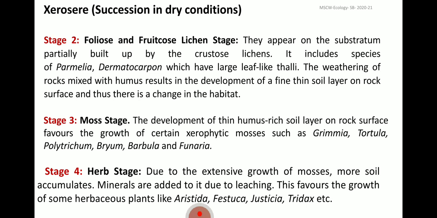The third stage is called the moss stage. The development of a thin humus-rich soil layer on the rock surface favors the growth of certain xerophytic mosses such as Grimmia, Tortula, Polytrichum, etc. The fourth stage is called the herb stage, and due to the extensive growth of mosses, more soil accumulates. Minerals are added to it due to leaching. This favors the growth of some herbaceous plants like Aristida, Festuca, Justicia, Tridax, etc.